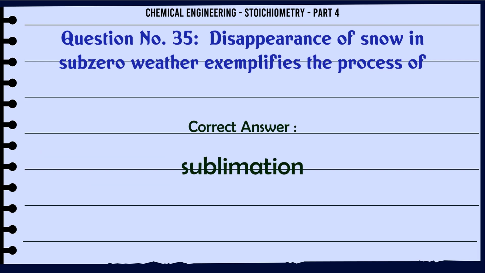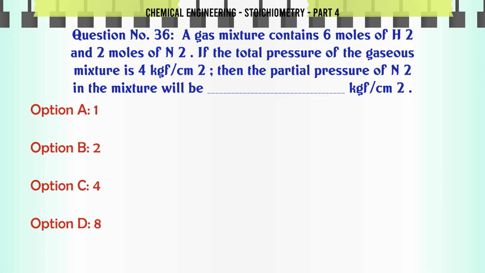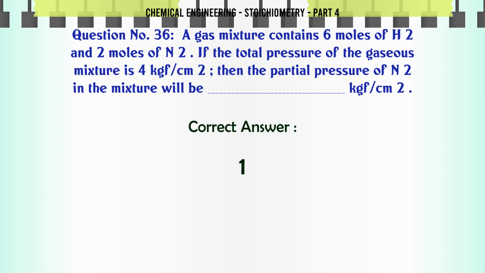The correct answer is sublimation. A gas mixture contains 6 moles of H2 and 2 moles of N2. If the total pressure of the gaseous mixture is 4 kgf/cm², then the partial pressure of N2 in the mixture will be ___ kgf/cm². A 1, B 2, C 4, D 8. The correct answer is 1.